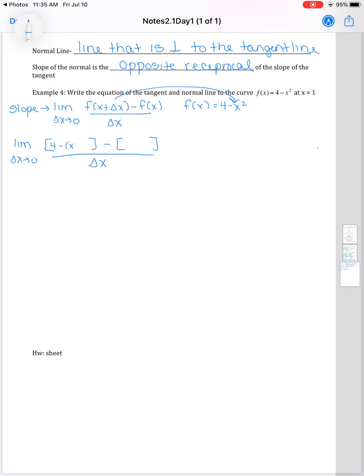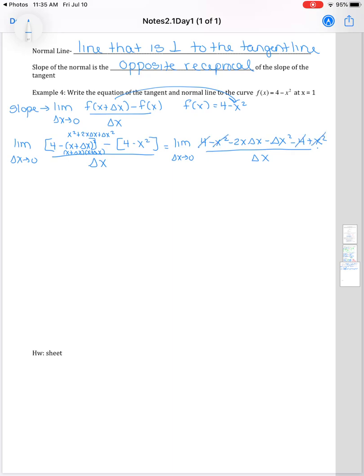So when I sub in my x plus delta x, I get 4 minus x plus delta x squared minus 4 minus x squared. Keep in mind you're going to have to FOIL again. So when I do that, let's see. I get 4. When I FOIL, I get x squared, 2x delta x plus delta x squared. So I need to distribute the negative to all of them. Then I have to distribute the negative to the 2 terms in the second bracket.